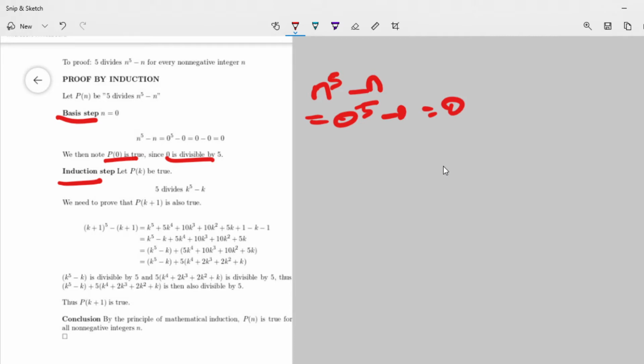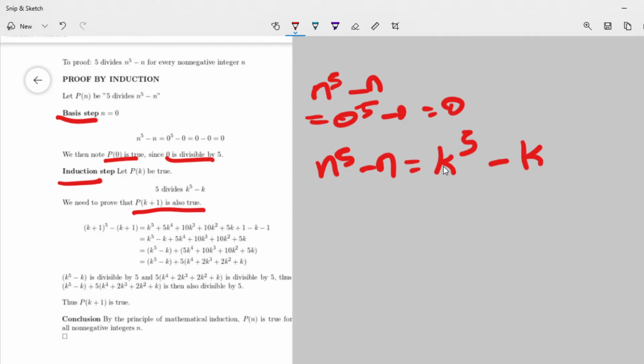Then we move to the next step, the induction step. In the induction step, we take some k, which means let P(k) be true. Then we write n^5 minus n in the context of k: k^5 minus k. So we assume that this is also divisible by 5. Then we need to prove that P(k+1) is also true. So that is the next step in the induction.